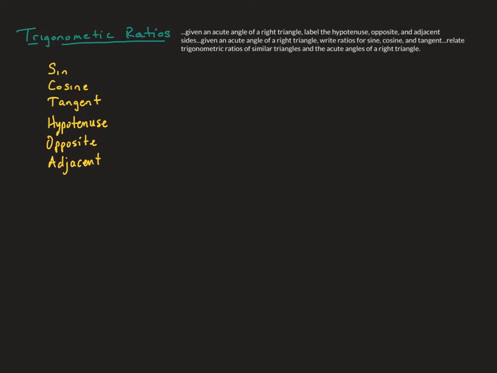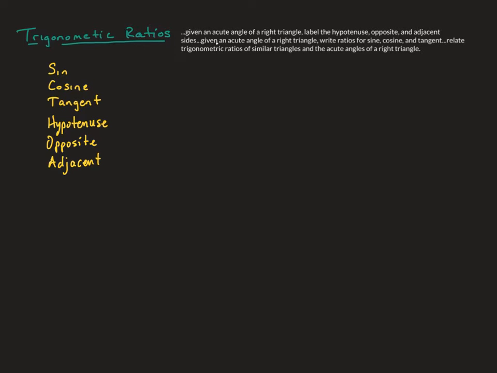Given an acute angle of a right triangle, we want to write the ratios for sine, cosine, and tangent. And then relate those trigonometric ratios to similar triangles and the acute angles of a right triangle.